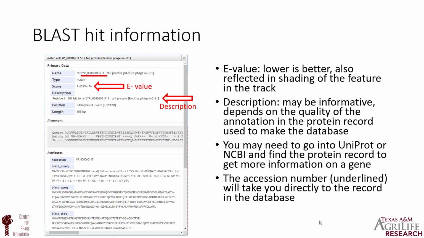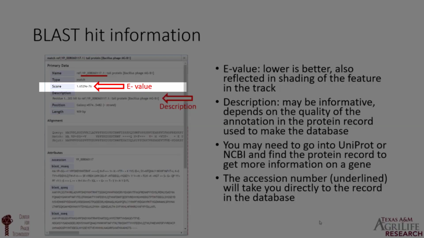Clicking on any one of these individual bars or blast hits will bring up the blast result window for that hit. This includes a lot of information on the quality of that particular hit. The score line is the blast E-value. The lower is better with E-values, and this is also reflected, as I said before, by shading the featured track. Blast results are automatically filtered to exclude all results with E-values of greater than 10 to the minus 3.